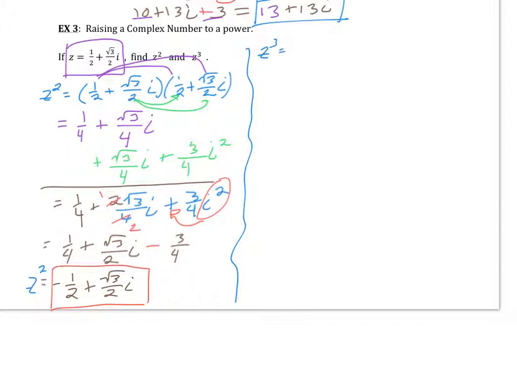Doesn't z cubed equal z squared times z? Would you agree with that? So we've just found z squared. So that's z squared. So my z squared is equal to negative 1/2 plus square root of 3 over 2i. So that's z squared. And then z is 1/2 plus the square root of 3 over 2i.